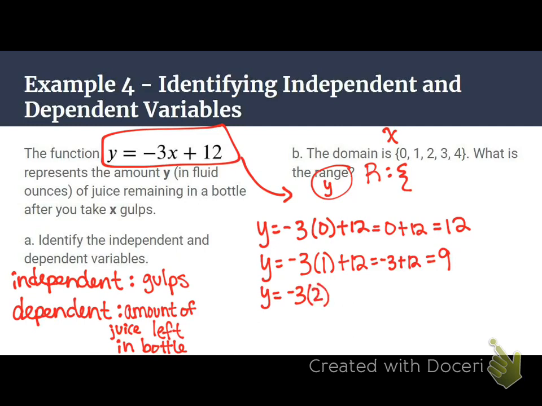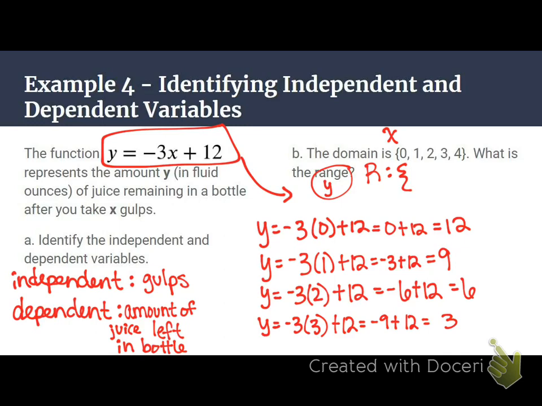What am I plugging in now? The 2. Negative 3 times 2 is negative 6 plus 12 is 6. Next, what am I plugging in? The 3. Negative 3 times 3 is negative 9 plus 12 is 3. Last, I'm going to plug in the 4. Negative 3 times 4 is negative 12 plus 12 is 0.